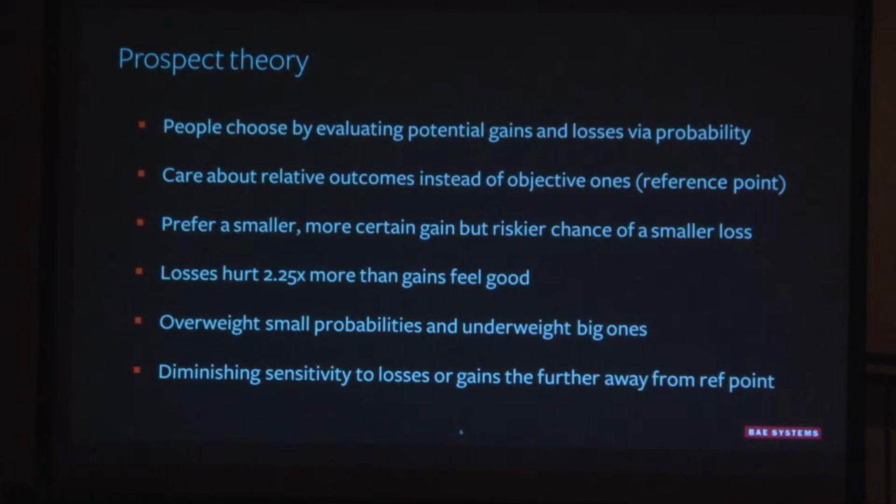But in general, it means you prefer a smaller but more certain gain, because you know that at least you'll be getting that. But for losses, you actually want to make riskier decisions. Because if you started here and you're down here, you want to try to jump back up as much as possible, even if it's less likely to let you do so, rather than just moving up a little bit. Losses, at least empirically, hurt 2.25 times more than gains feel good. You overweight small probabilities and underweight big ones. Obviously, you can imagine this is a huge problem in InfoSec. And you also have diminishing sensitivity to losses or gains as you move up and down.